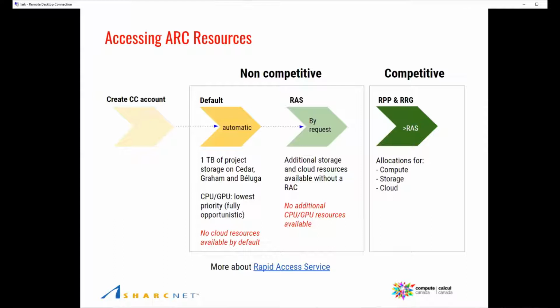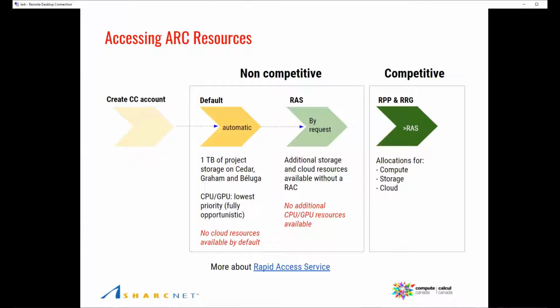There's another portion called RAS, or Rapid Access Services, and this is typically by request only. If people need additional storage or cloud resources without a RAC, or resource allocation competition, this is the opportunity to get rapid access services. But no additional CPU or GPU resources are available through this stream.